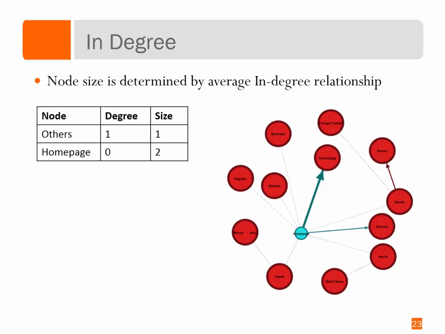And so it's assigned basically a lesser degree of 0. It doesn't have any, and it gets a size 2. So it's represented as much smaller here.